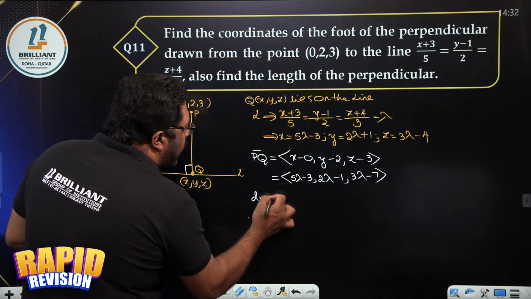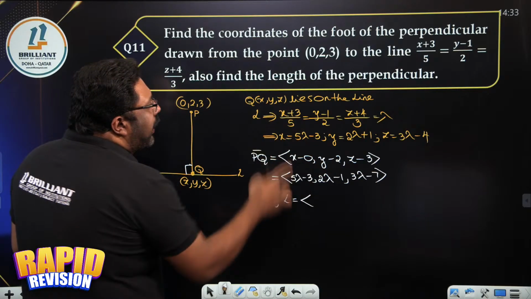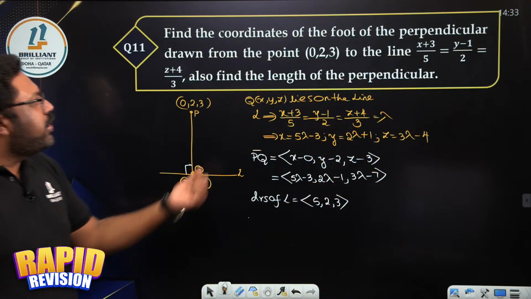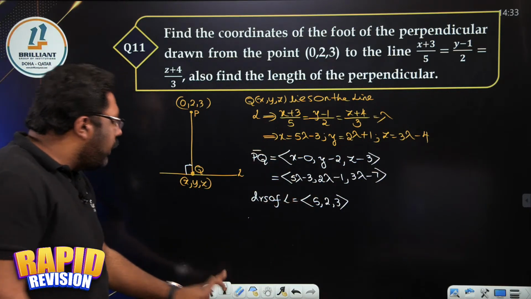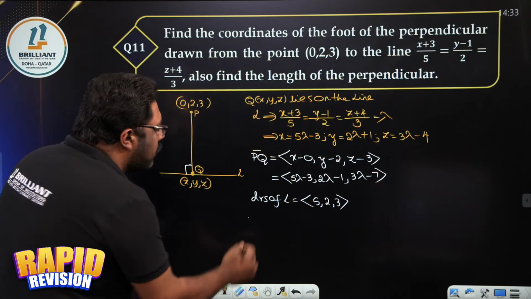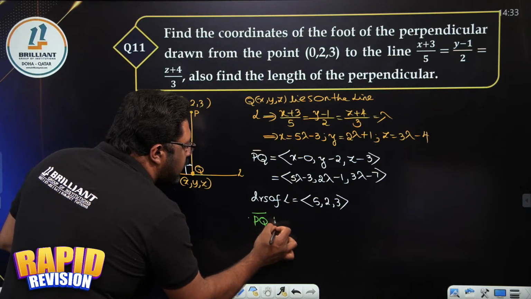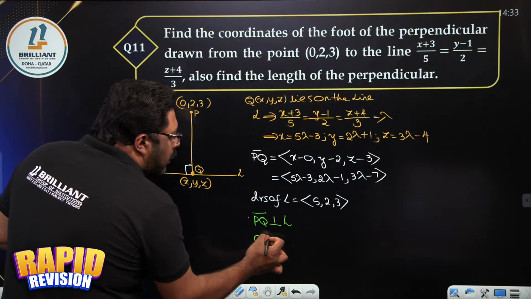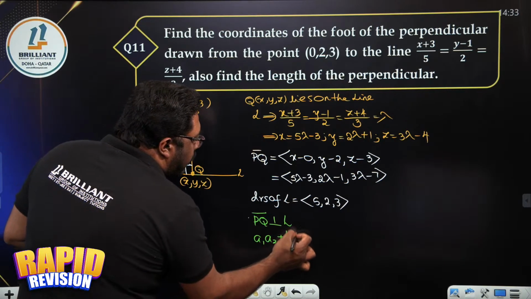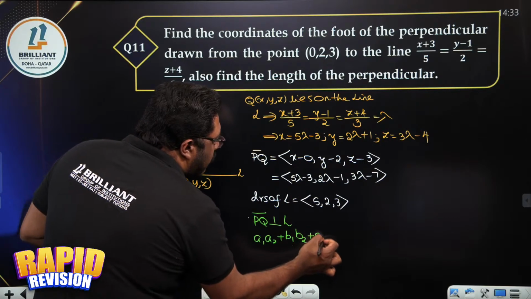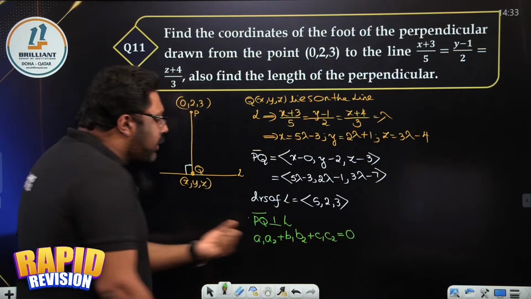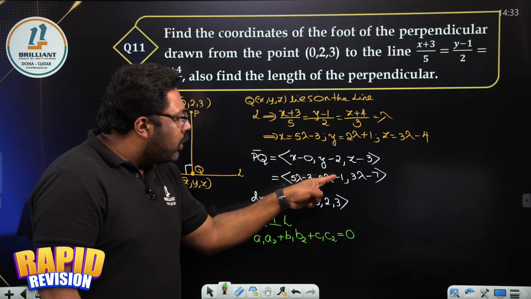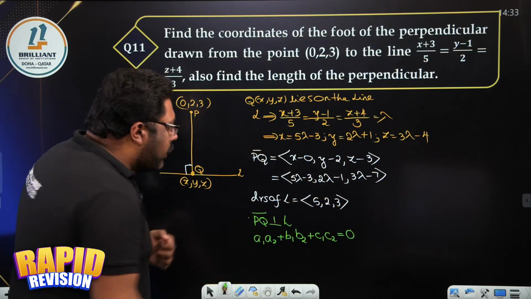What are the direction ratios of L? Given in the question, 5, 2, 3. The direction ratios of L is 5, 2, 3. Now, condition, PQ is perpendicular to L. If two vectors are perpendicular to each other, the dot product a1a2 plus b1b2 plus c1c2. It's simply an expression to say I'm multiplying the corresponding direction ratios. a1a2, b1b2, c1c2 equal to 0.